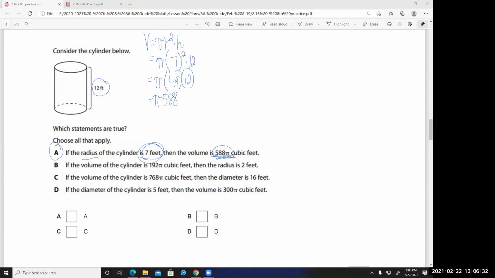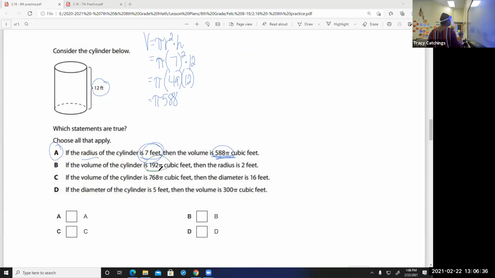Let's try B. B says if the volume is 192 pi, then the radius is 2 feet. Well, let's check. Once again, I'm going to work with my formula. They now gave me the volume, 192 pi, which is the same on both sides.